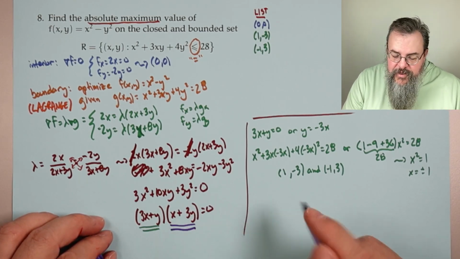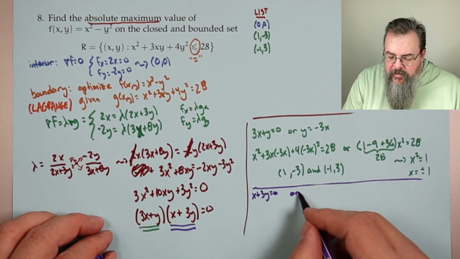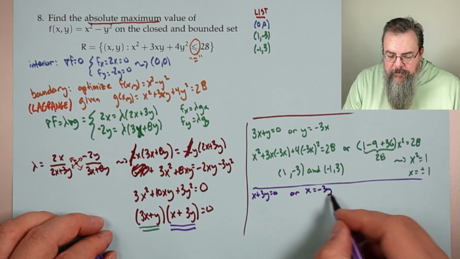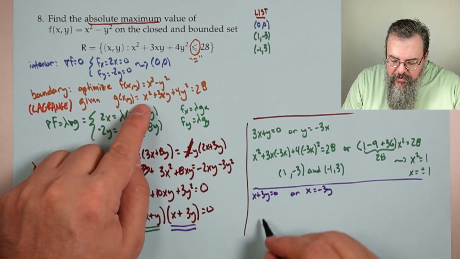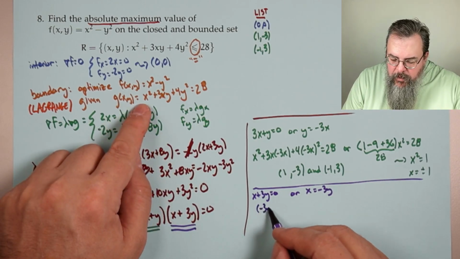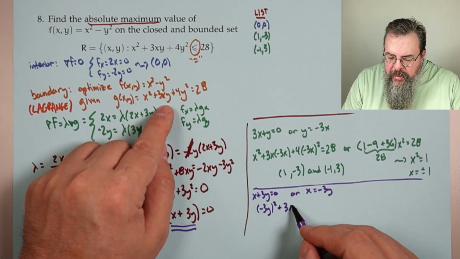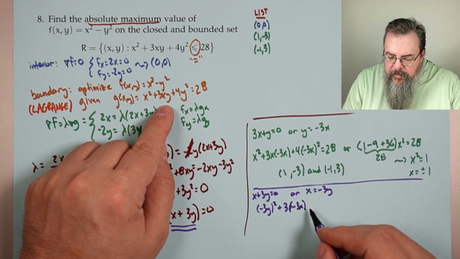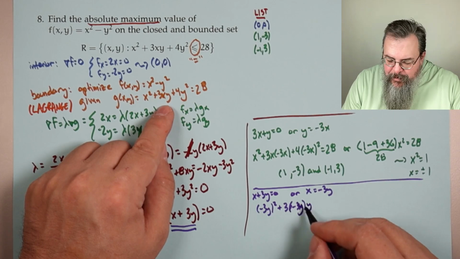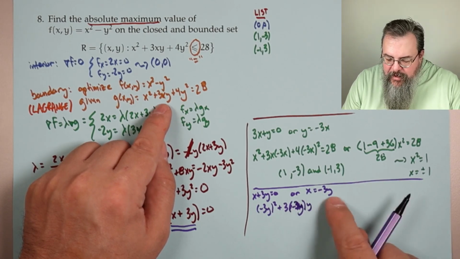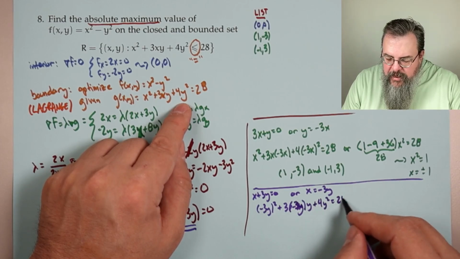So if x plus 3y equals 0, what does that tell us? Well, that tells us that x equals negative 3y. So we're going to plug that back into our constraint. So we have x squared, which becomes negative 3y squared, plus 3 times x, which is negative 3y, times y. I can copy this right down. So x becomes negative 3y, and then plus 4y squared equals 28.